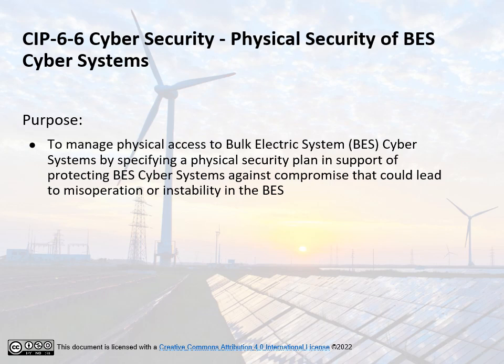CIP 006-6 Physical Security of Bulk Electric Systems. Purpose: to manage physical access to bulk electric system BES cyber systems by specifying a physical security plan in support of protecting BES cyber systems against compromise that could lead to misoperation or instability in the BES.